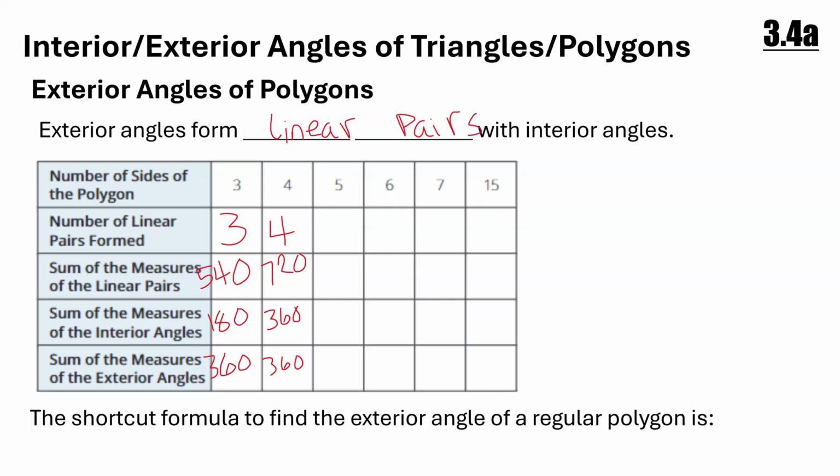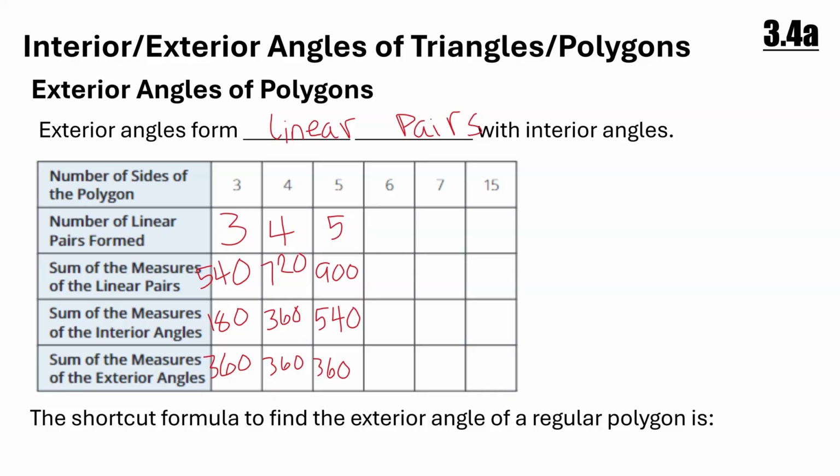In a five-sided polygon, also known as a pentagon, there are five linear pairs. The sum of the measures of the linear pairs is 900 degrees. The sum of the measures of the interior angles is 540 degrees. The sum of the measures of the exterior angles is 360 degrees.